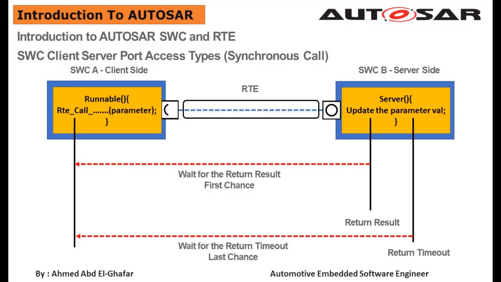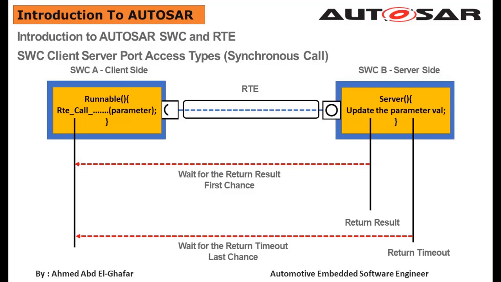This access has two types. The first one is called a synchronous call and the second one is called an asynchronous call. We will first illustrate the synchronous call type of access. When a server runnable is created for a server port at software component B, the server runnable can set a time limit, which you can call the timeout.